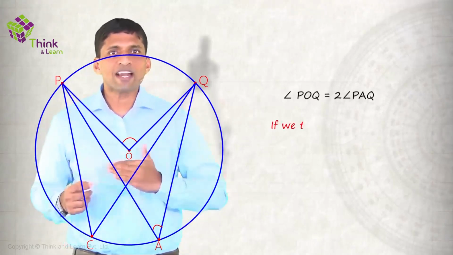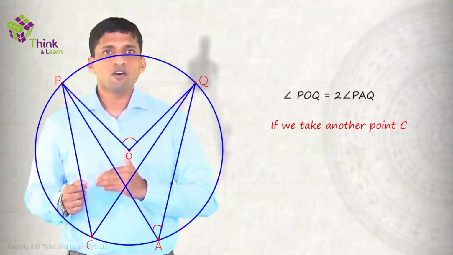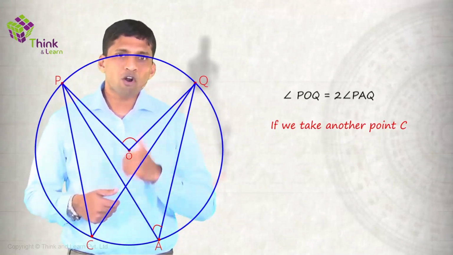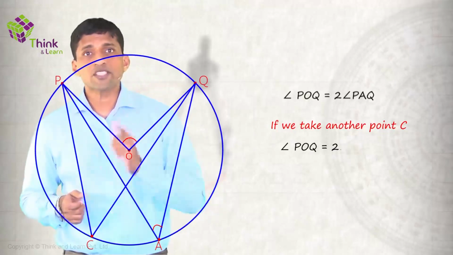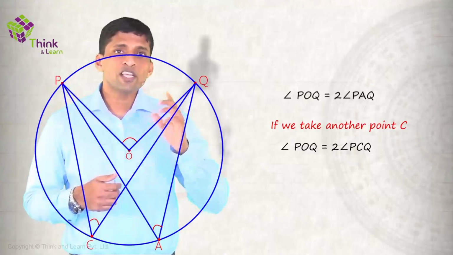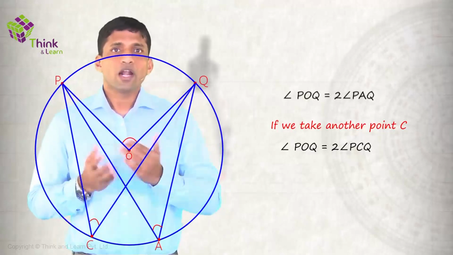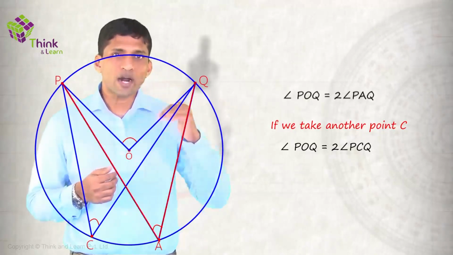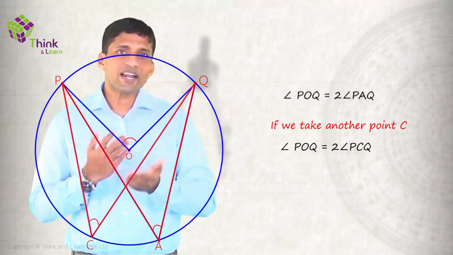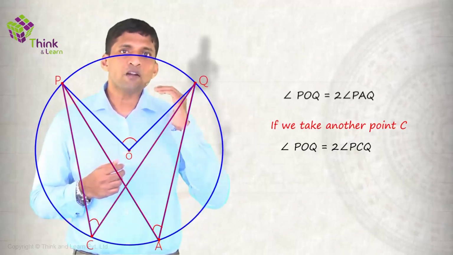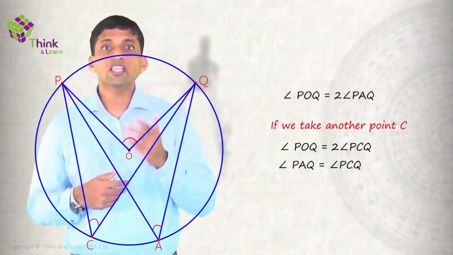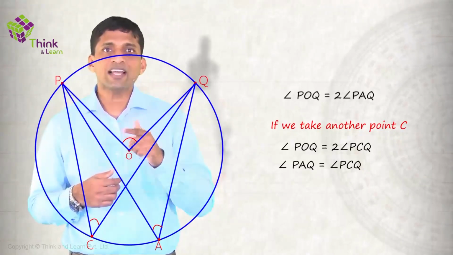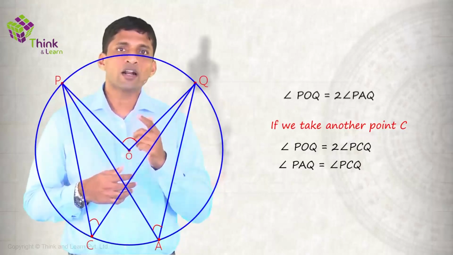In the same way, if we take another point C on the remaining part of the circle, we can also write angle POQ equal to 2 times angle PCQ. The reason is the same theorem. Now, if you compare these 1 and 2, we can directly write that angle PAQ equals angle PCQ. Hence, the theorem is proved. That is, angles in the same segment are equal.